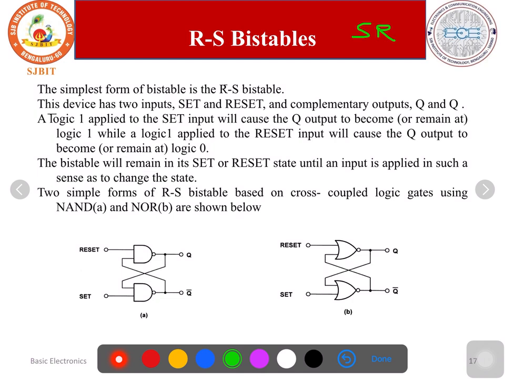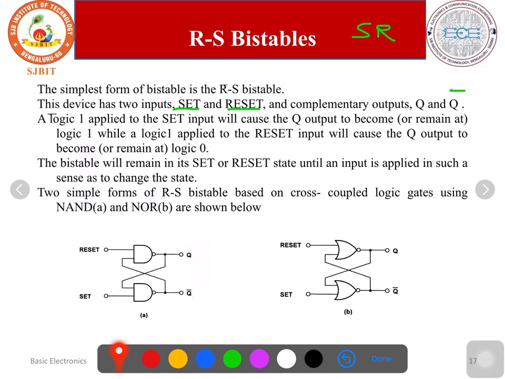Here there are two inputs. One is set, the other one is reset. S stands for set, R stands for reset. And we have the complementary outputs Q and Q bar. Here is Q, here is Q bar. These are the complementary outputs.